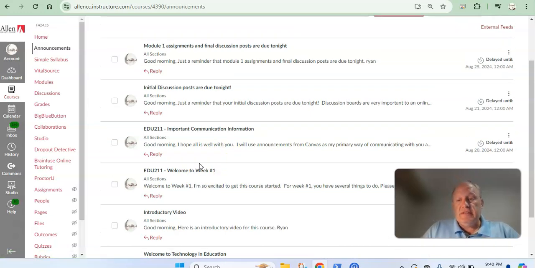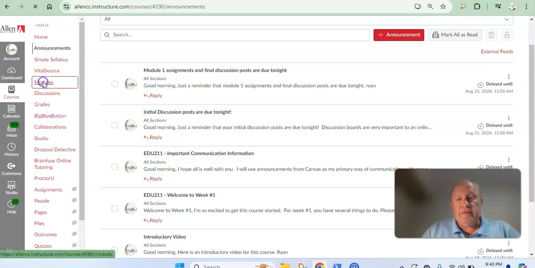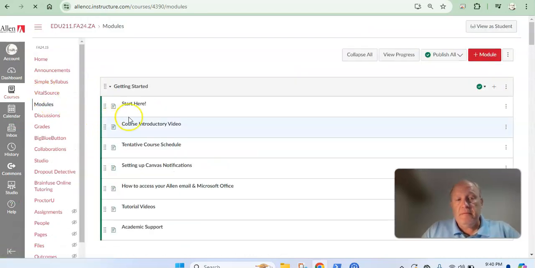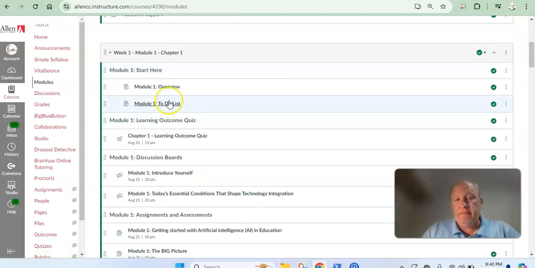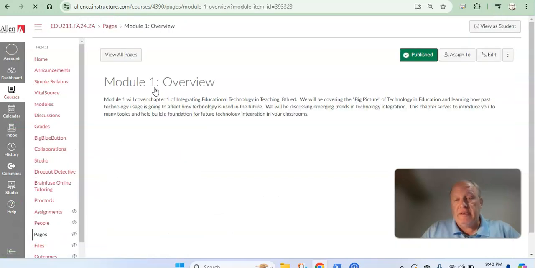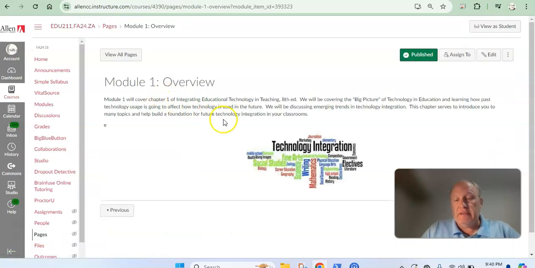So let's get started. If you go back to Modules, and you scroll down here to Week 1, Module 1, Chapter 1, the first thing you need to do is click on your Overview. And this will talk to you a little bit about what we're going to discuss in this course, in this chapter, or this module.